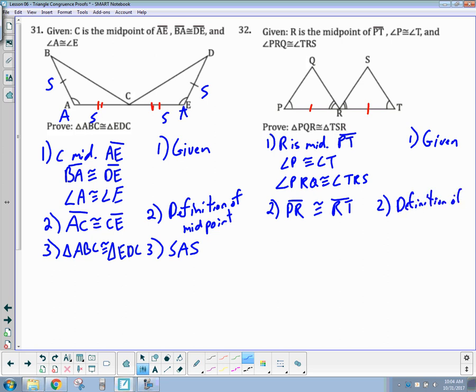Now with that in mind, we have angle, side, angle. Let me write that. Angle, side, angle. Angle, side, angle. Kind of matches, so we're looking good. So proof: triangle PQR is congruent to triangle TSR. Angle, side, angle.